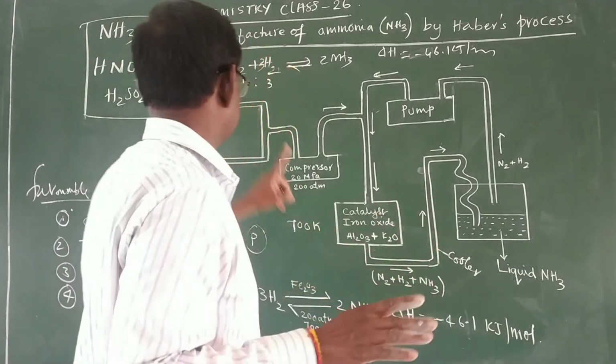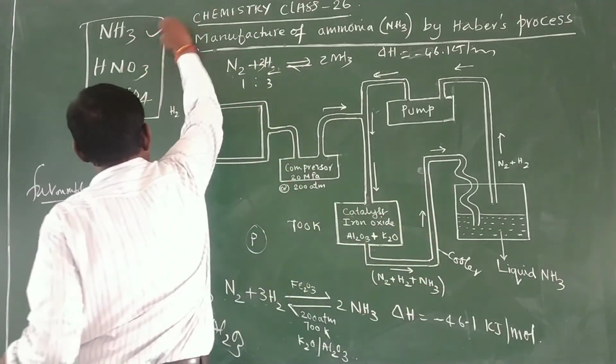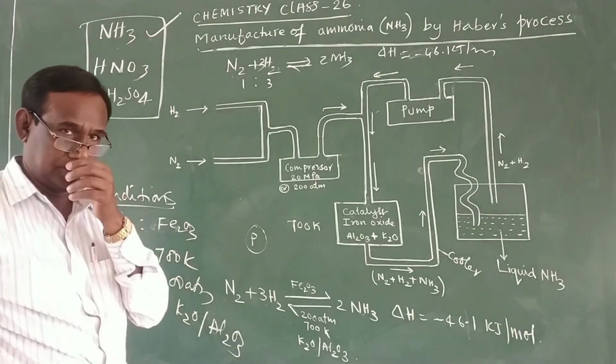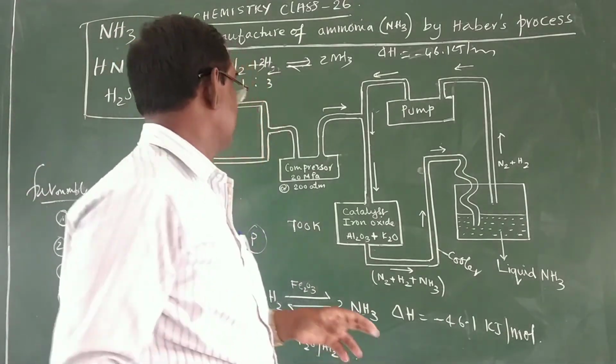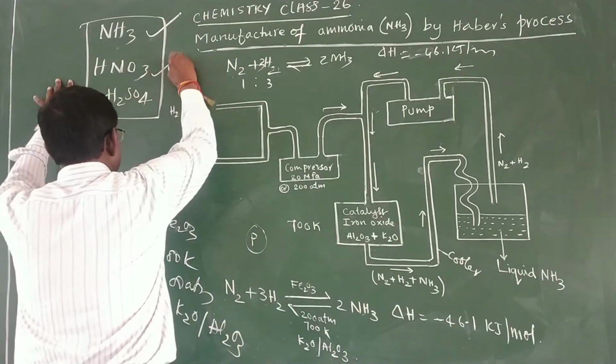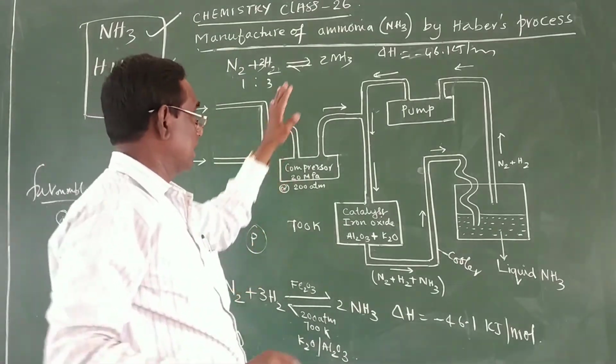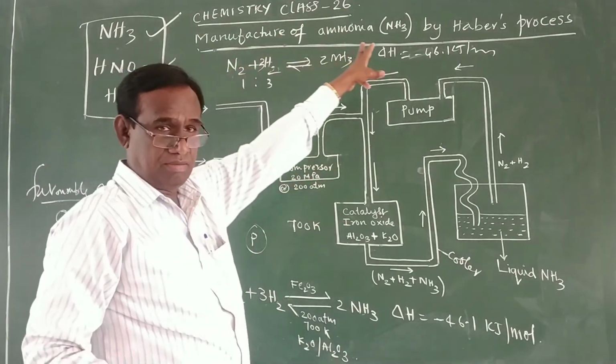This is the manufacture of ammonia by Haber process. We have completed ammonia by Haber process. Now the next one is the manufacture of nitric acid by Ostwald process. But first I will again explain the ammonia manufacture.